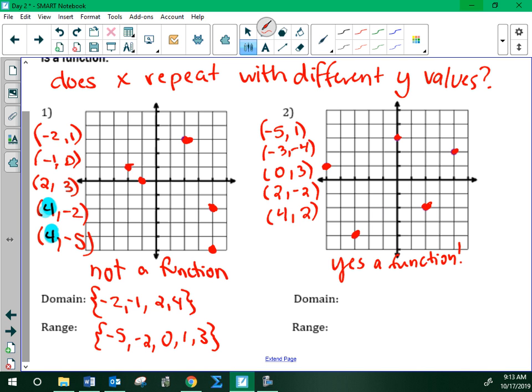Our domain, we're just listing those x values: -5, -3, 0, 2, -4. Their range, just listing the y values. Ooh, it's a little out of order. Let's see. -4, -2, good. 1, good. 2.